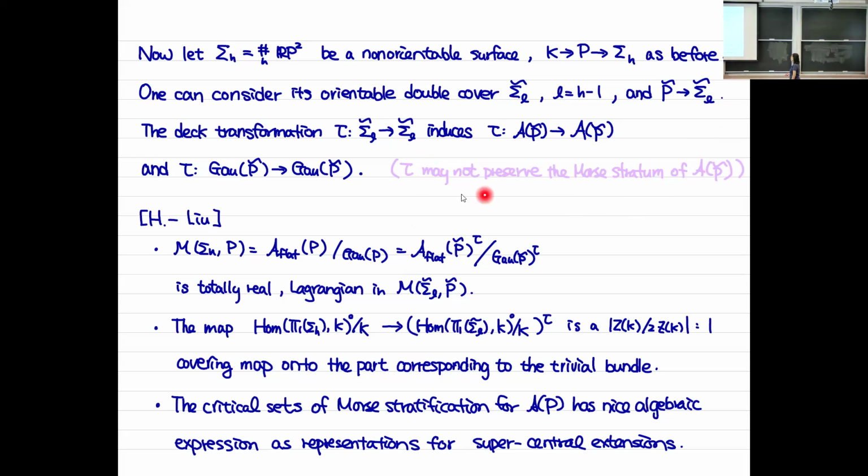And so we can give an algebraic description of those representations, those critical sets as well. We called it a super central extension. In the original Atiyah-Bott paper, they call that a central extension. So you have a nice description. The "super" we put here just because it encodes Z2 for the non-orientable surface.